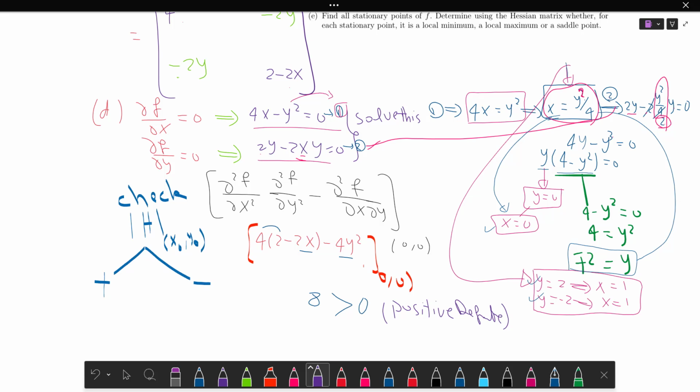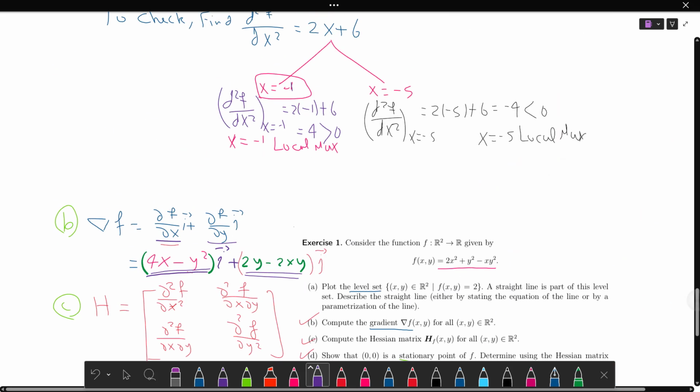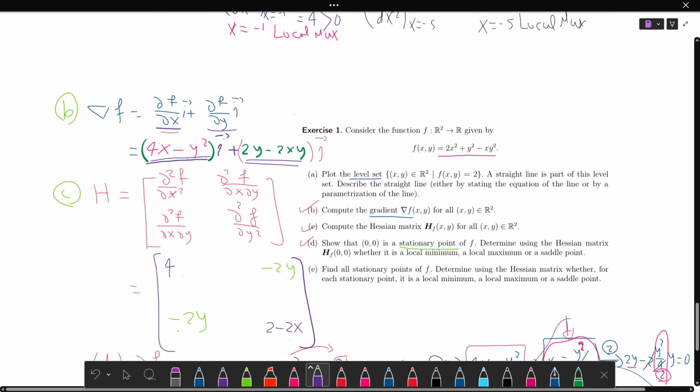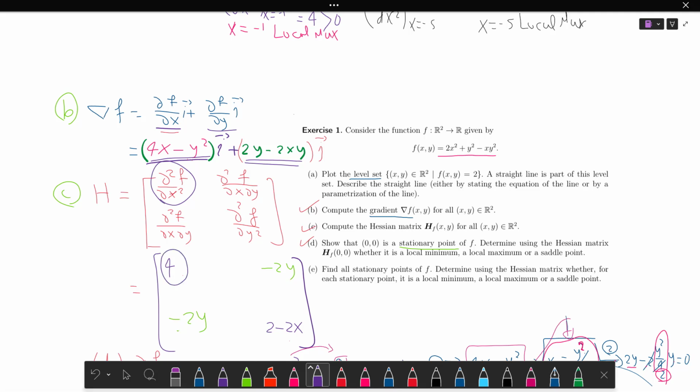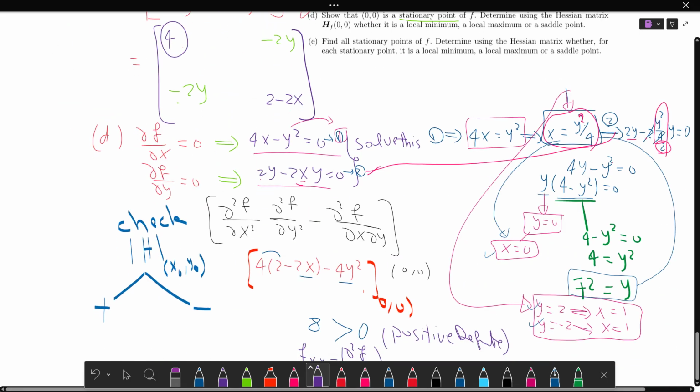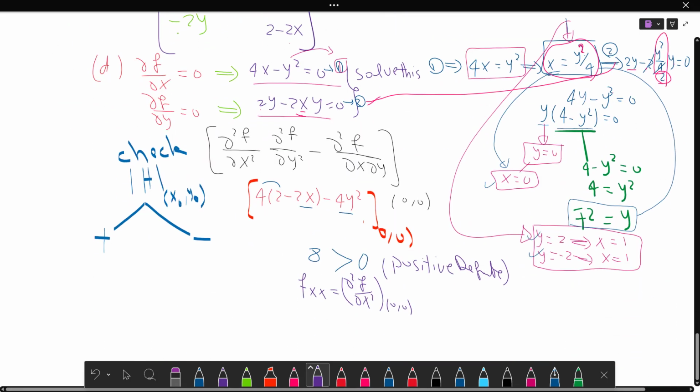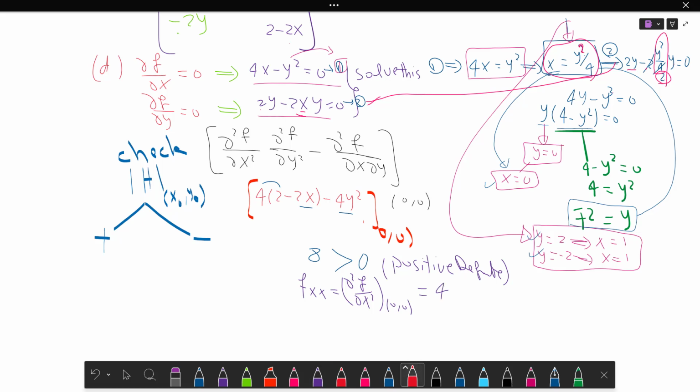No, I have to check fxx, right? So fxx is my partial squared f by partial x squared at the same point, 0 and 0. I have done it already, so I'm not going to waste my time again. It's supposed to be in this one, which is equal to what? No x, no y, so no need to substitute. For all values of x and y, it is 4. So it is what?